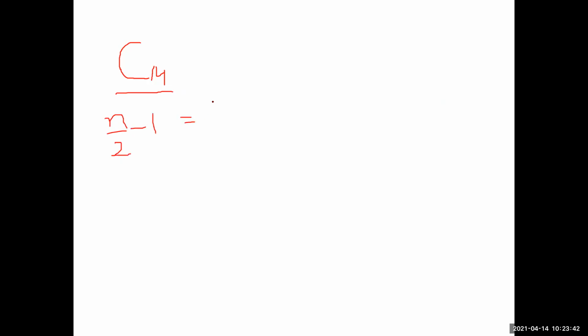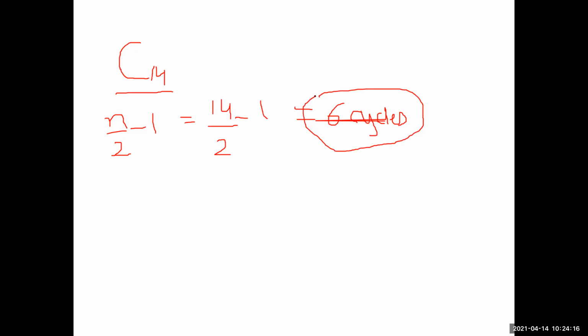So what is n here? 14 divided by 2 minus 1. So 2 sevens are 14, 7 minus 1. So that means how many cycles? 6 cycles, correct? Okay, great. Then I said that 6 cycles I would require to make how many molecules of acetyl CoA?